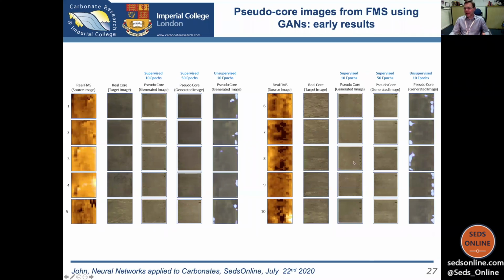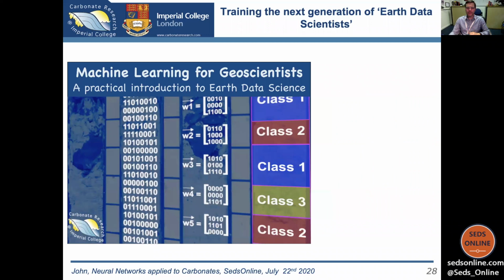The other GAN that we use is unsupervised, and I think we're probably not going to go very far with this, because you can see that the image of the core looks much more like the FMS than it does like a core. So most likely we'll have some limitation with this particular type of algorithm. But that's the backbone of what you do in a data science machine learning project: you test multiple architectures and you try to improve your results.